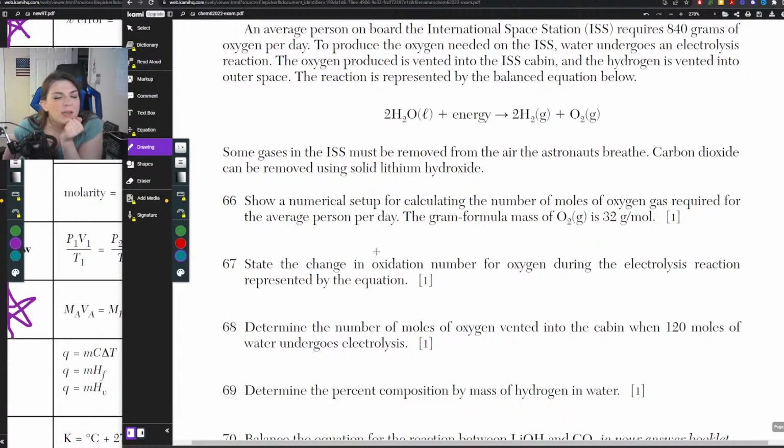Show a numerical setup for calculating the number of moles of oxygen gas required for the average person per day. It tells you the gram formula mass, or the molar mass of oxygen, is 32 grams per mole. There are a bunch of ways that you can set this up. I always take the given and set it up as a question. So 840 grams is equal to, I don't know how many moles, so I'm going to label it X. But I do know that 32 grams of oxygen is equal to 1 mole. And that would be a correct numerical setup.